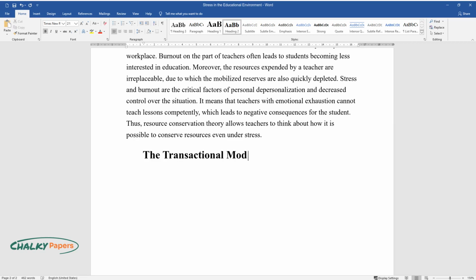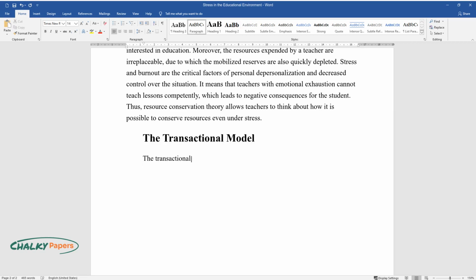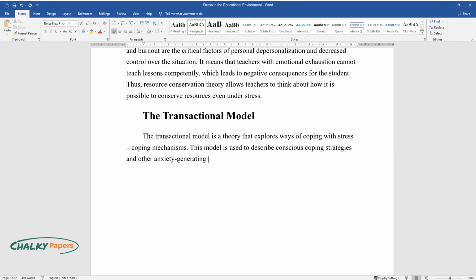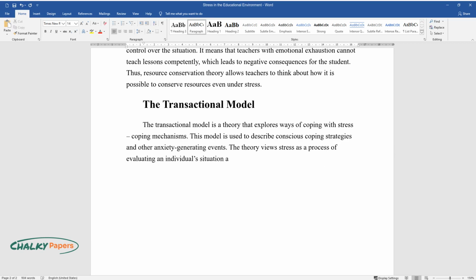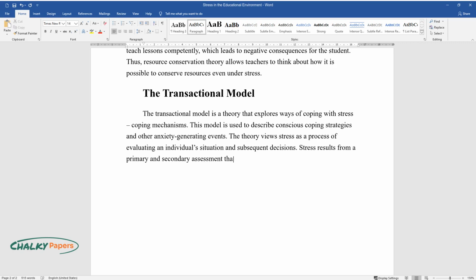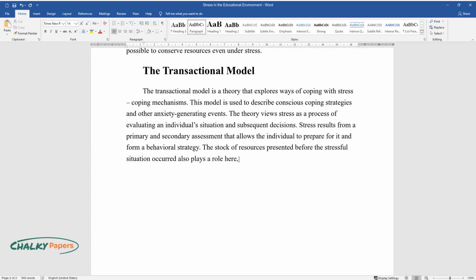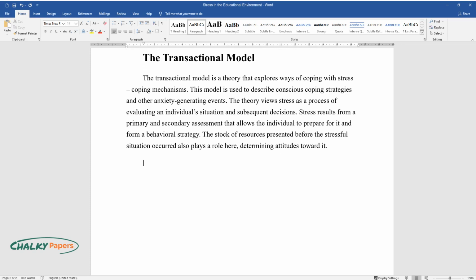The transactional model. The transactional model is a theory that explores ways of coping with stress, coping mechanisms. This model is used to describe conscious coping strategies and other anxiety-generating events. The theory views stress as a process of evaluating an individual's situation and subsequent decisions. Stress results from a primary and secondary assessment that allows the individual to prepare for it and form a behavioral strategy. The stock of resources presented before the stressful situation occurred also plays a role here, determining attitudes toward it.